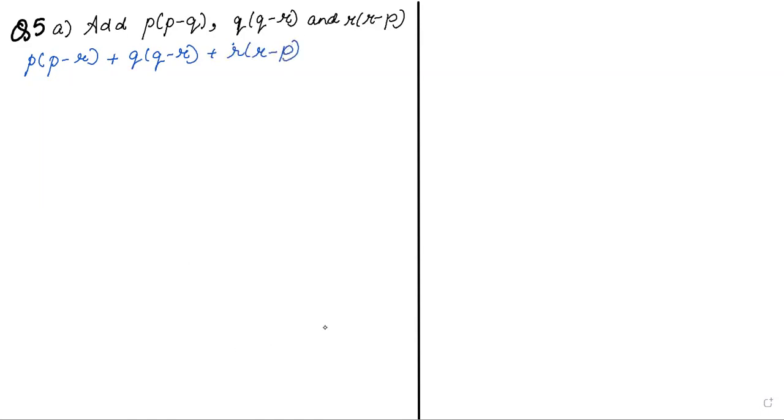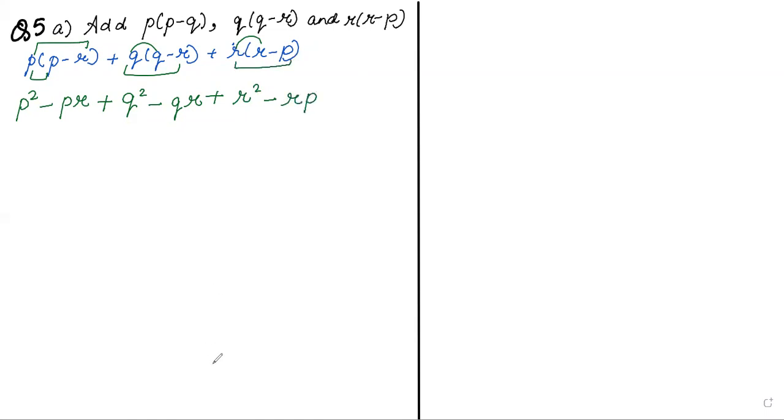First, open the brackets. P into P is P square. Put the sign of minus as it is. P into R is PR. Put the sign of plus as it is. Q into Q is Q square. Write minus as it is. Q into R is QR. Put plus as it is. R into R is R square. Put minus as it is. R into P is RP.